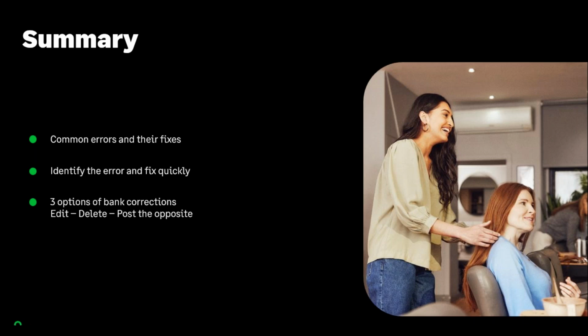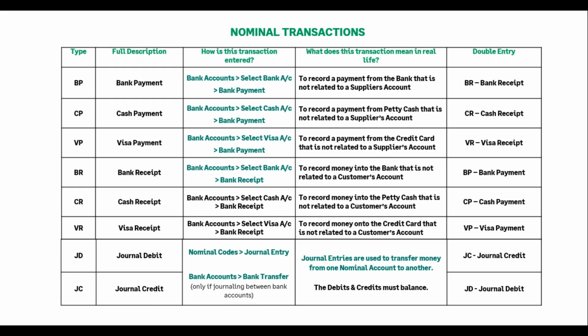In the handout is the next table, which is the nominal transactions. This is worth its weight in gold, and it's what, when I was a technician, was given to me when I first started. It is the type of transaction on the left-hand side, full description of it, how you would enter it, what the transaction means in real life, and then the double entry, the reversal of that. So if you've done a BP, a bank payment, you do a BR, a bank receipt, to counterbalance that. So if you haven't already, click on the handout now and download it, because this table is going to come in hugely helpful for you in the future.